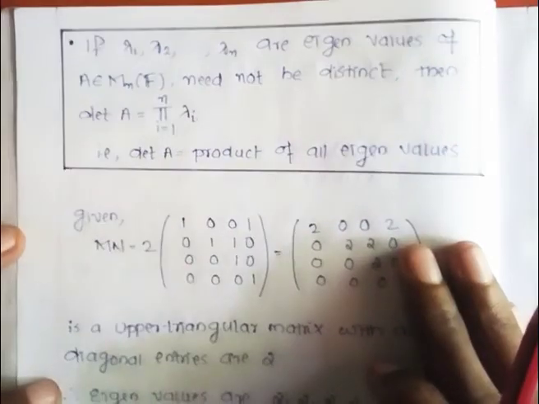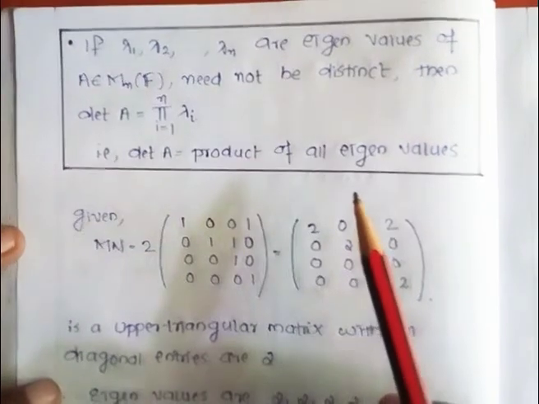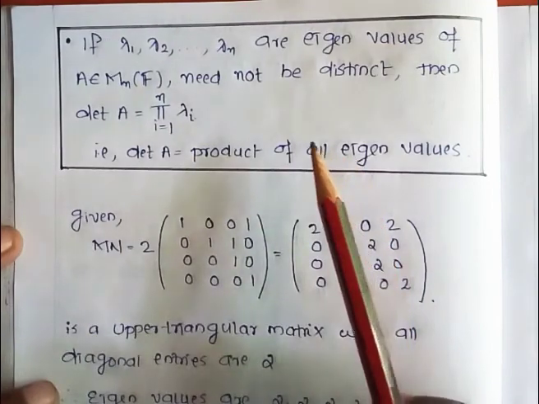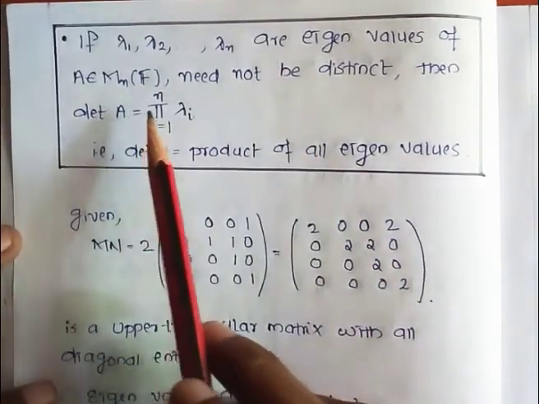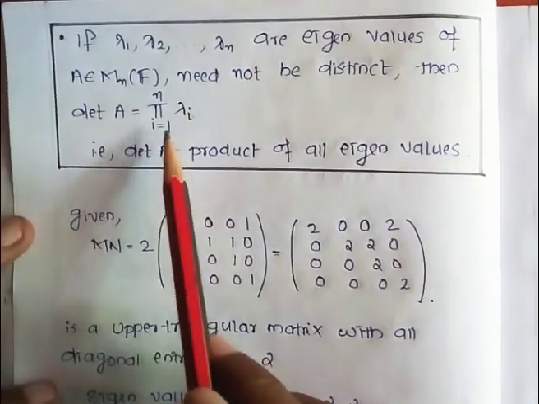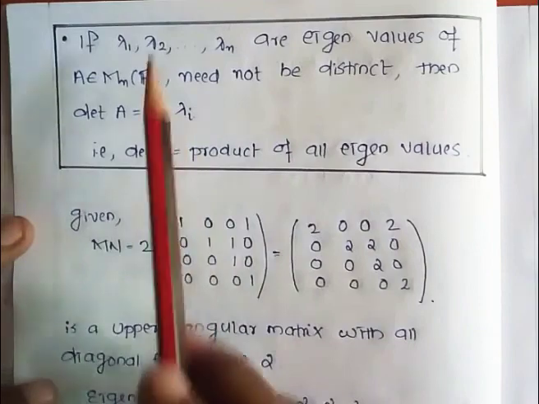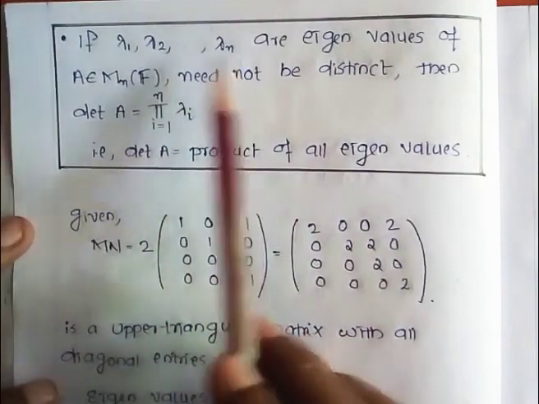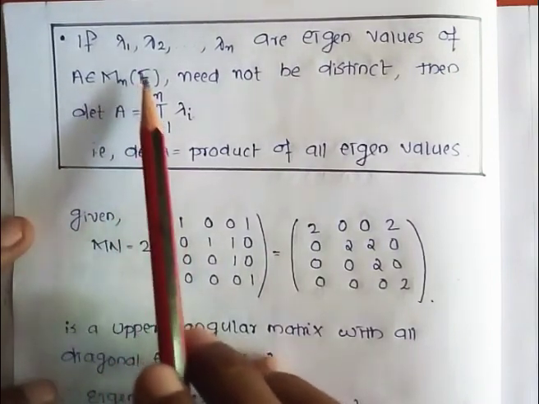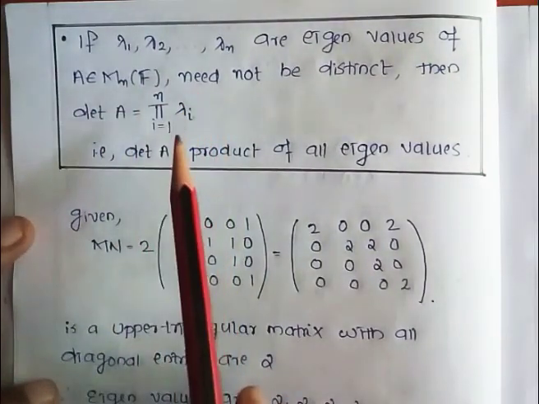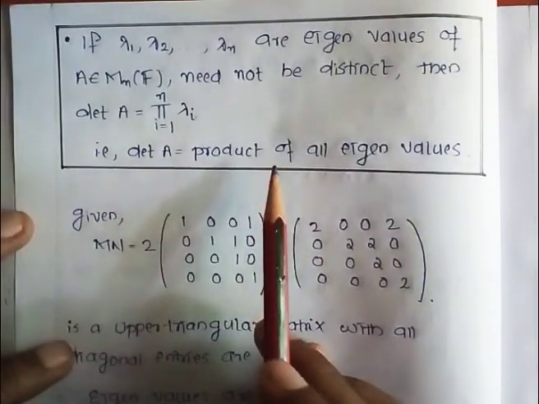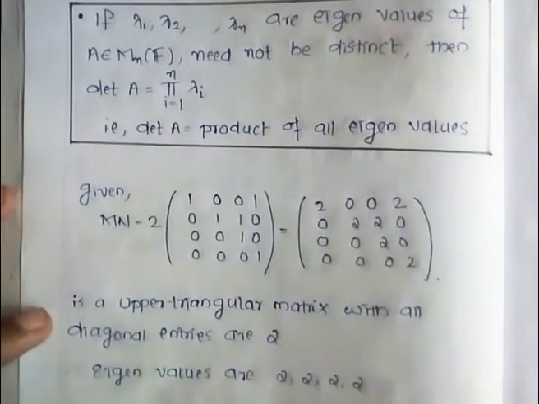And the next result: if lambda 1, lambda 2, up to lambda n are eigenvalues of A belonging to Mn of F, F being a field, need not be distinct, then determinant A is equal to the product for i from 1 to n of lambda i. So the determinant A is equal to the product of eigenvalues. That is, determinant A is equal to the product of all eigenvalues. Now we go through our question.